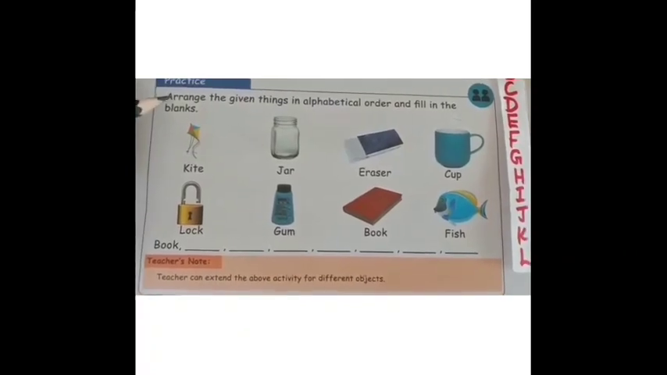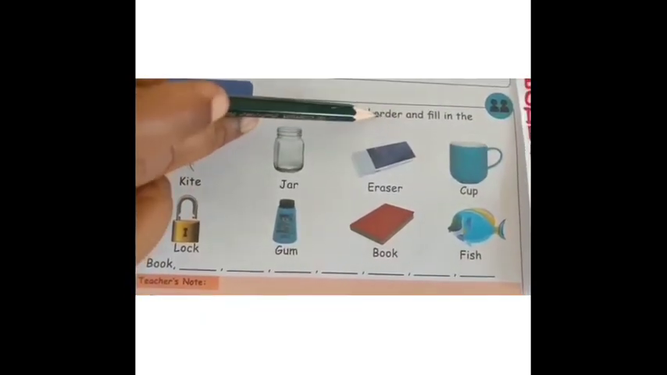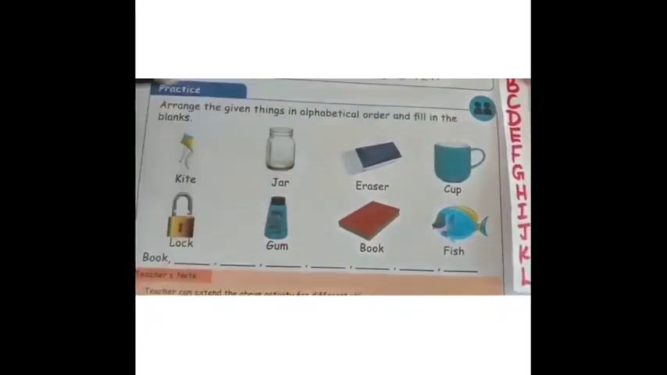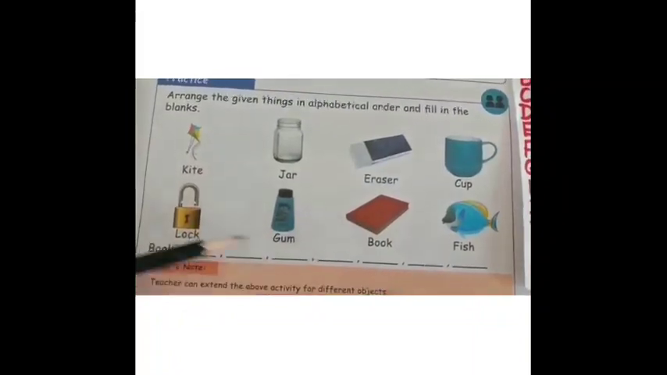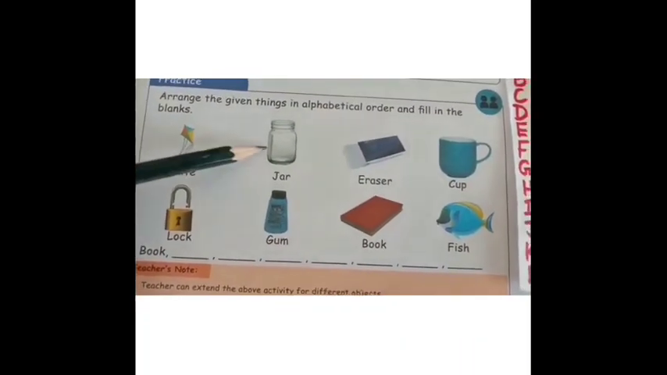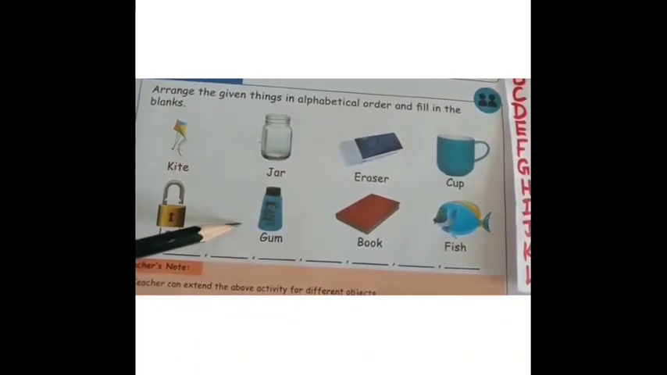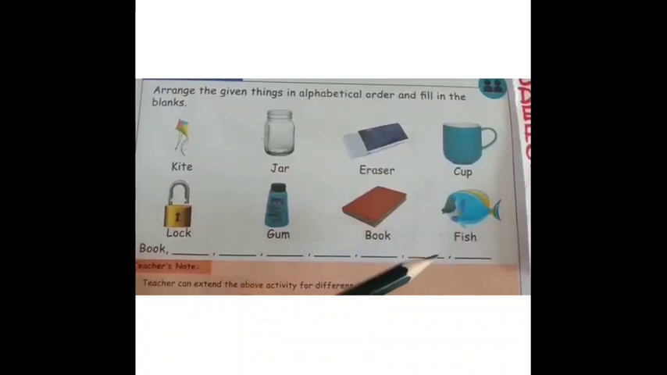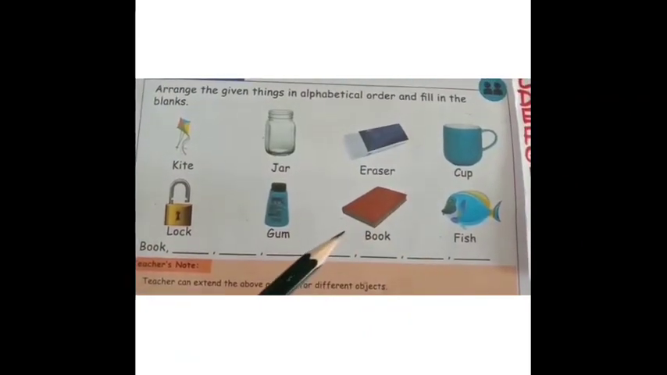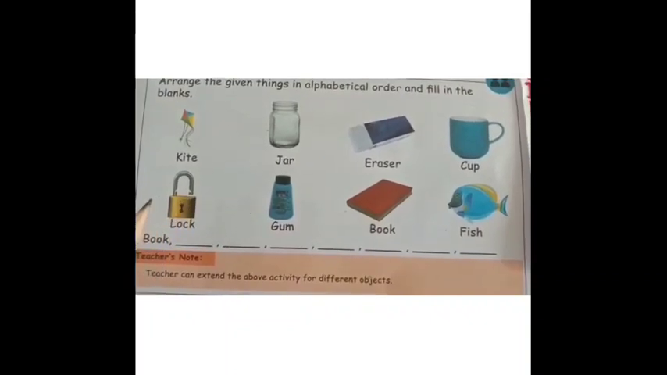Next, arrange the given things in alphabetical order and fill in the blanks. What are the objects given here, children? Kite, jar, eraser, cup, lock, gum, book, fish. Now we are going to arrange these objects in alphabetical order.